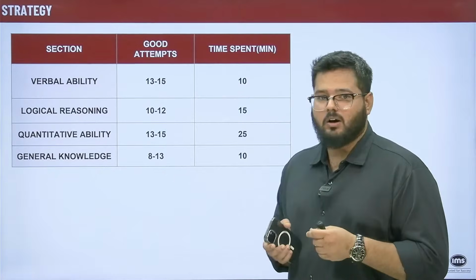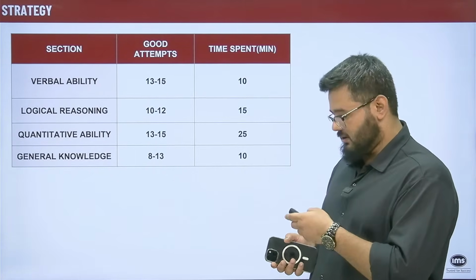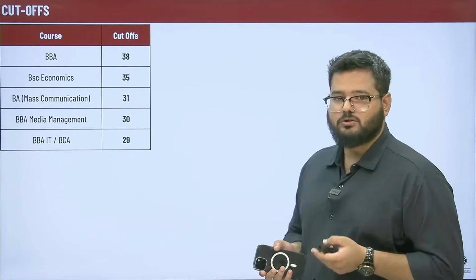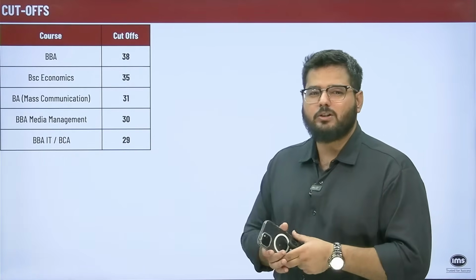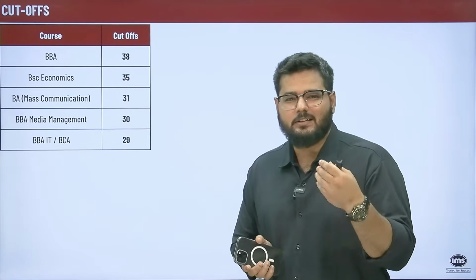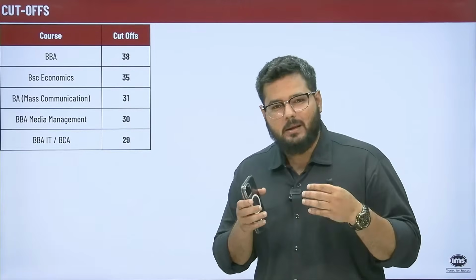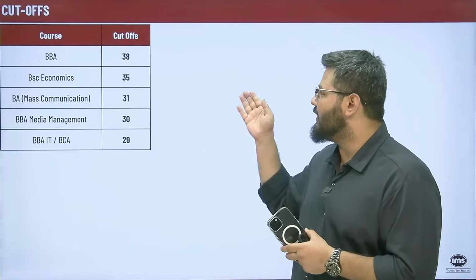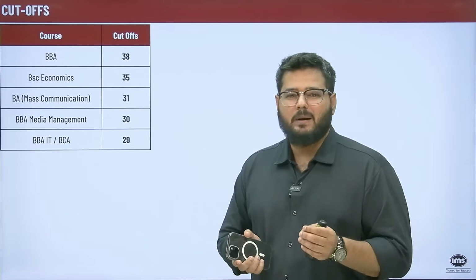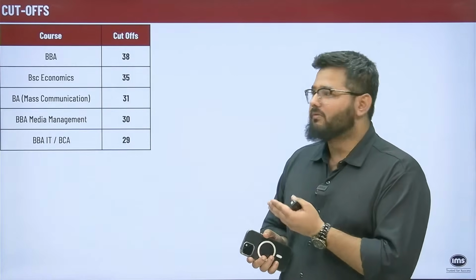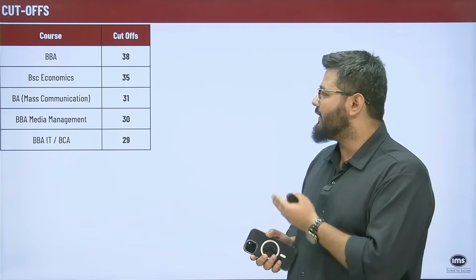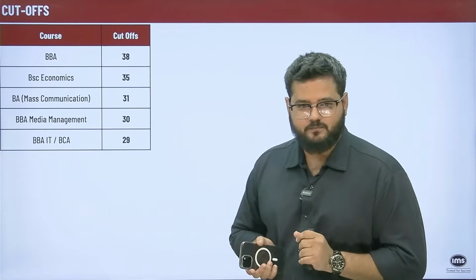Okay, so now let's talk about the cutoffs. Last year what we saw was that students who got more than 37, more than 38 got the PI call. So this year again, I feel these are the practical cutoffs that I personally feel for a BBA, right? The cutoff will be 38, BSc Economics 35, and so on and so forth.